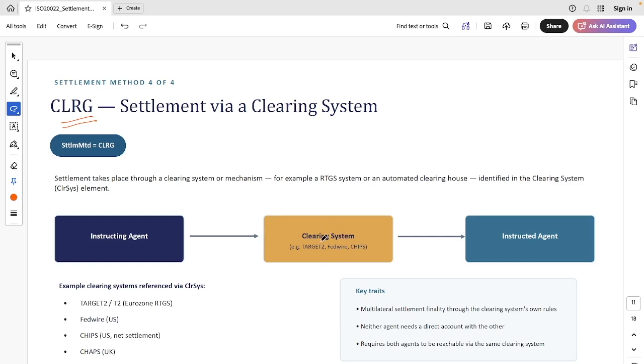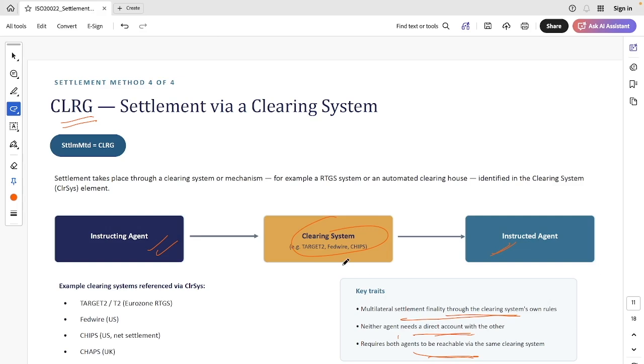The key property of a clearing system is that settlement finality is governed by the clearing system. The banks do not need a direct bilateral account relationship, and both agents must be eligible or reachable through the clearing system. A simple way to remember clearing is that the clearing system sits between two banks, instructing and instructed, and provides a settlement mechanism.